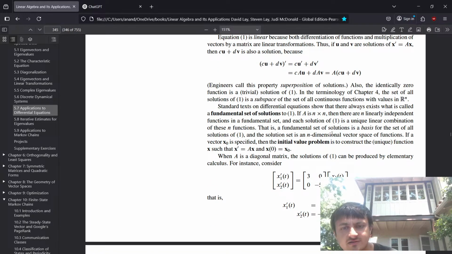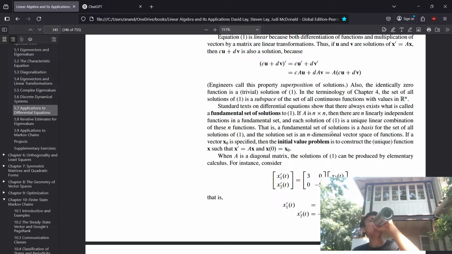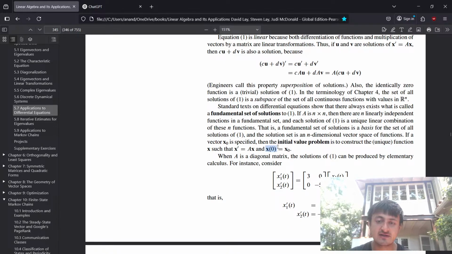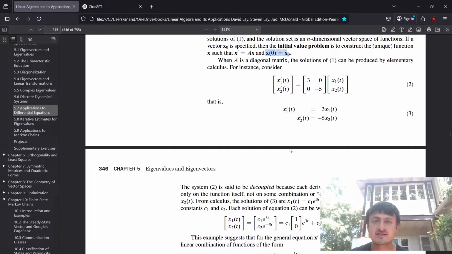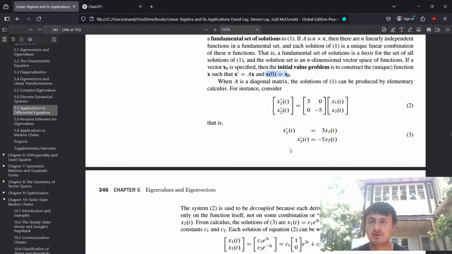If a vector x0 is specified, then the initial value problem is to construct the unique function x such that x prime is equal to Ax and x of 0 is equal to some value x0. All right. When A is a diagonal matrix, the solutions of 1 can be produced by elementary calculus. You basically just integrate like normal.